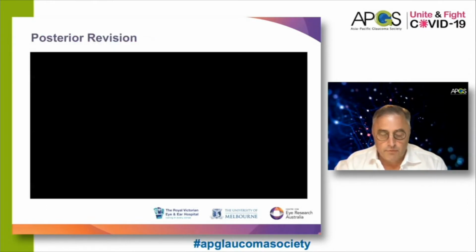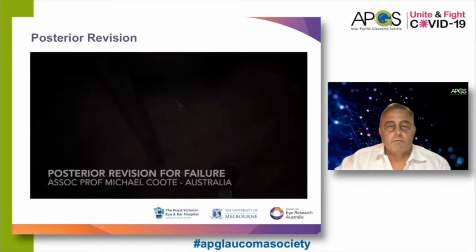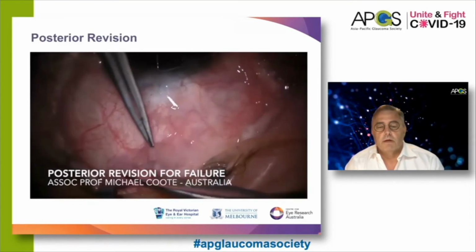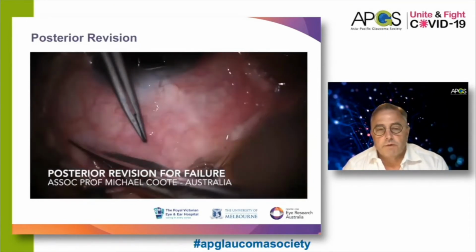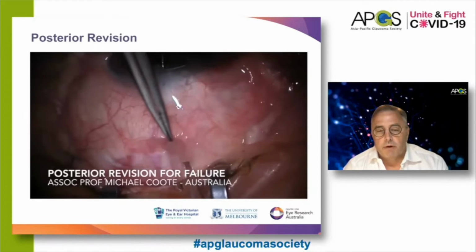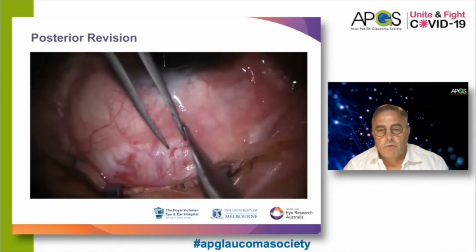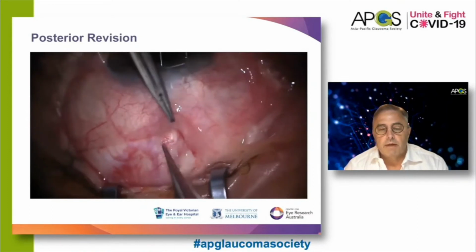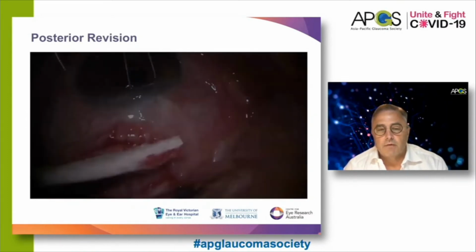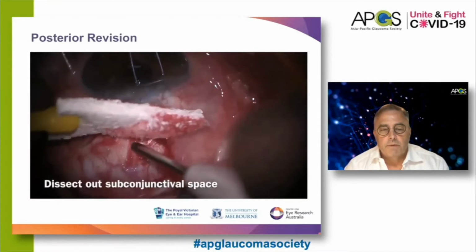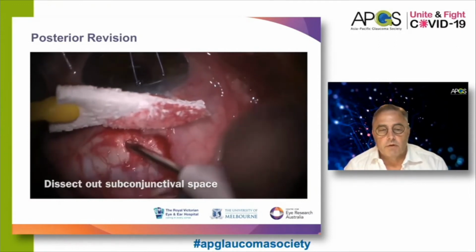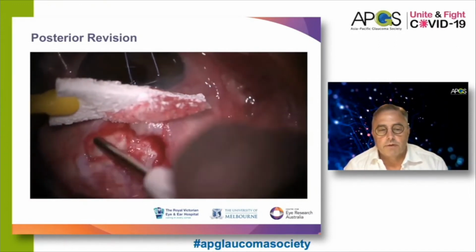Now, I'm going to run through a couple of forms of revision. This is the first one, which is a somewhat classic revision. We're starting at the posterior area, mainly because starting limbally and going through a bleb is a technically quite difficult process. This way, we are in relatively normal tissue and move through areas of scar.